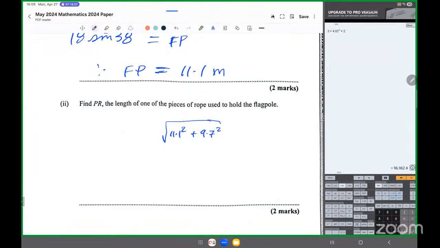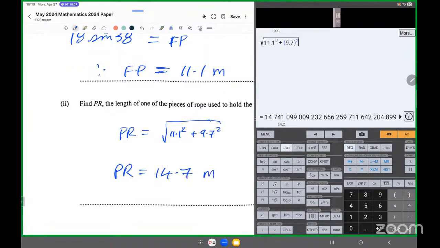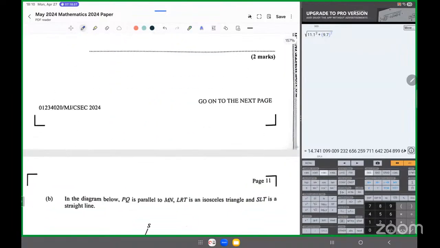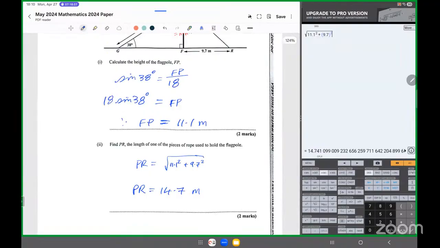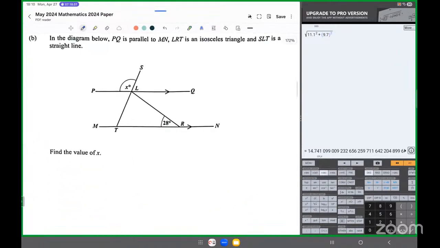It's not complicated. ER equal. That's Pythagoras theorem we're using. So it's going to become the square root of 11.1 squared plus 9.7 squared. So PR becomes 14.7 meters. All right, finish that one. Question done. Next question down here.